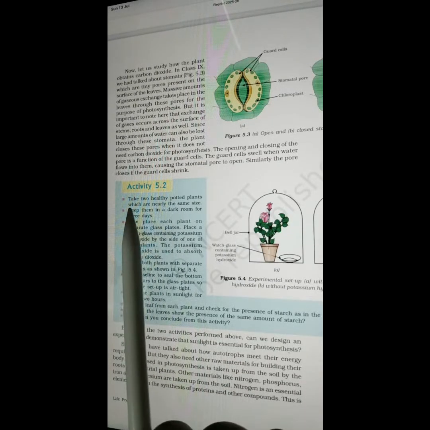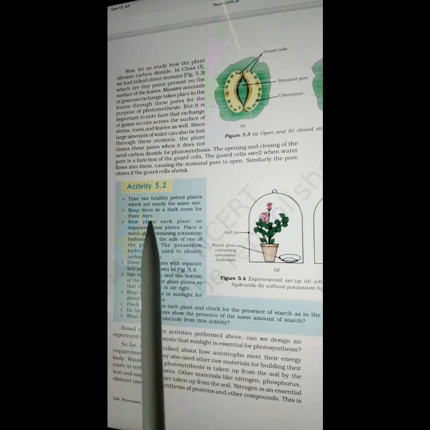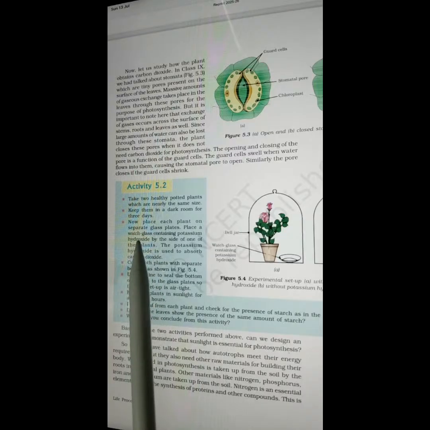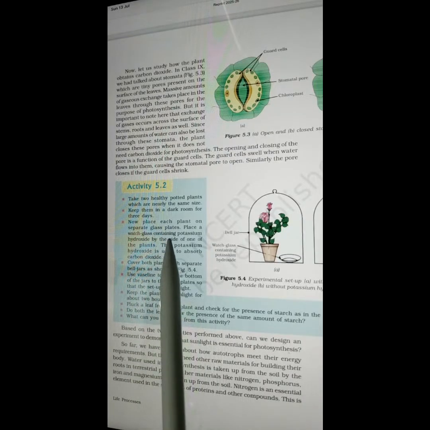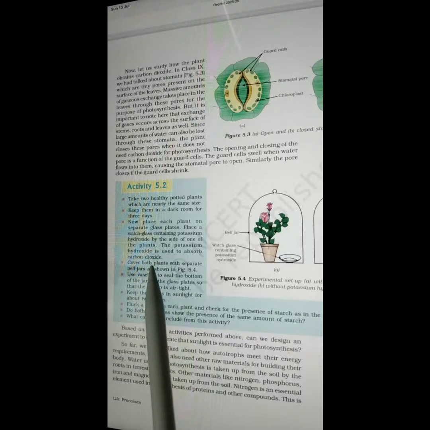Activity 5.2. Take two healthy potted plants which are nearly the same size. Keep them in a dark room for 3 days. Now place each plant on separate glass plates. Place a watch glass containing potassium hydroxide by the side of one of the plants. The potassium hydroxide is used to absorb carbon dioxide.